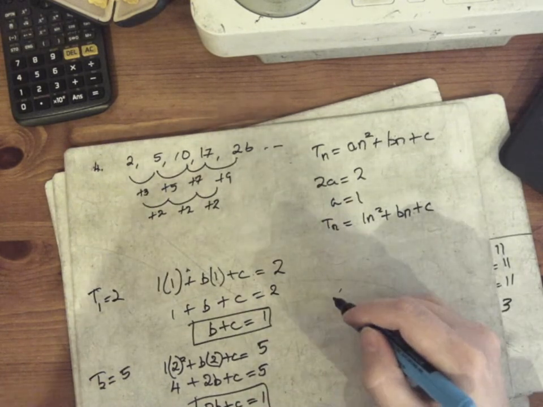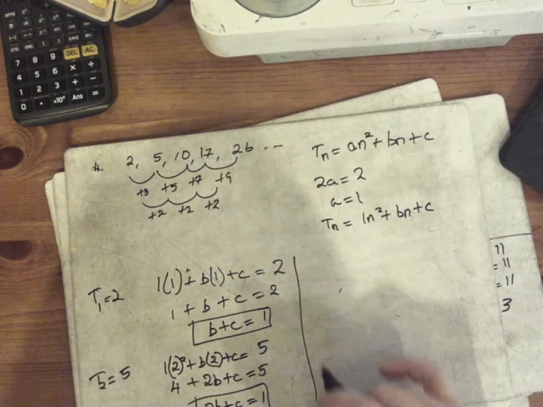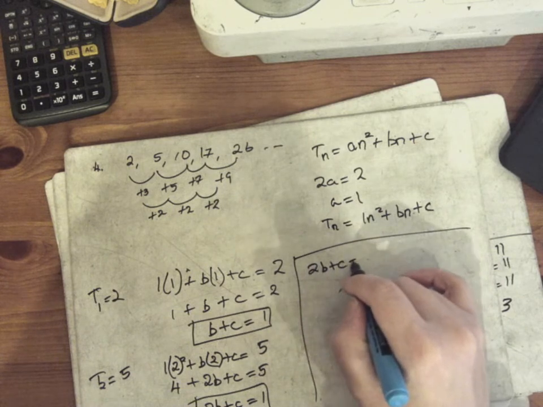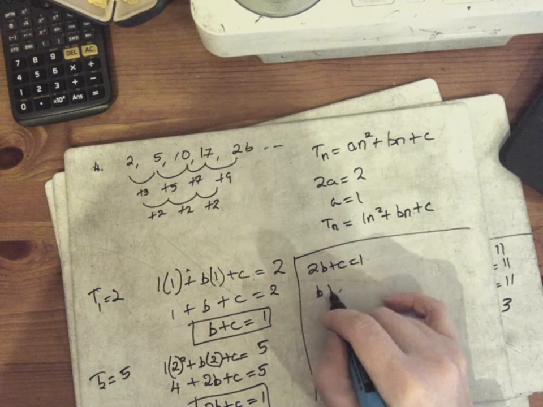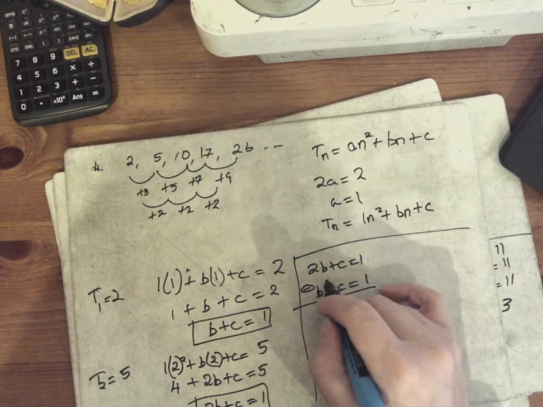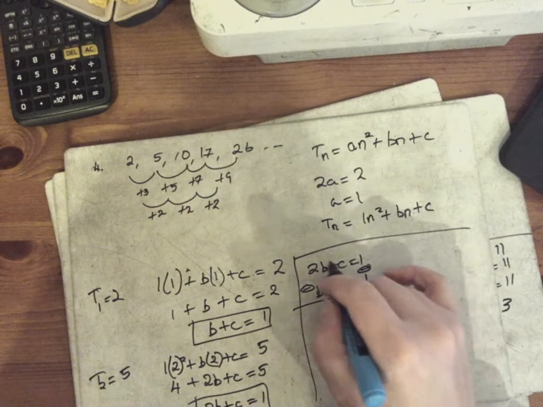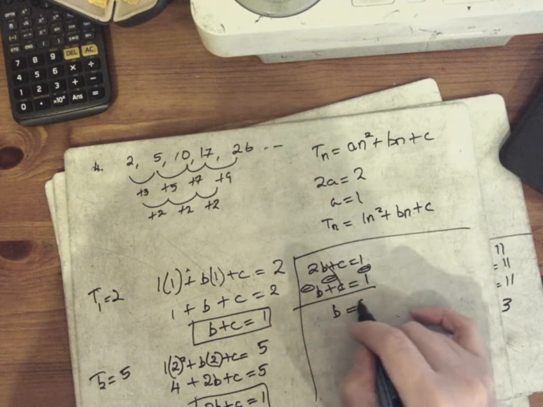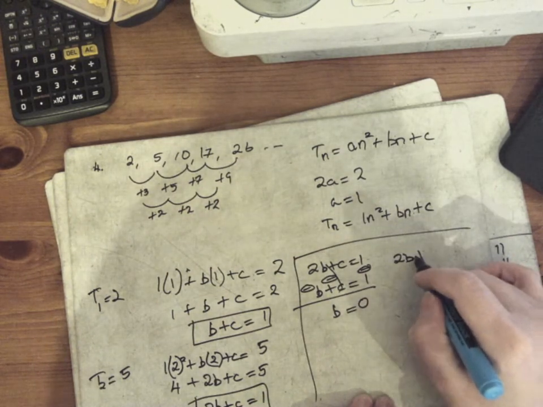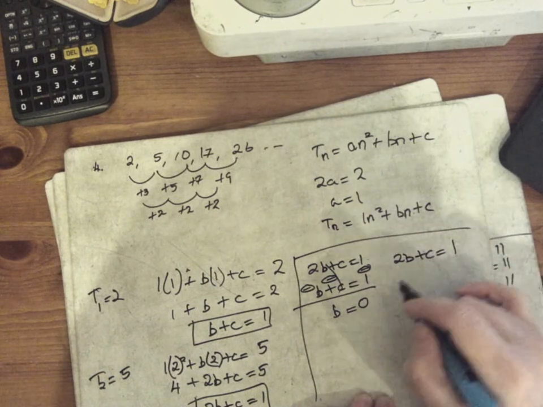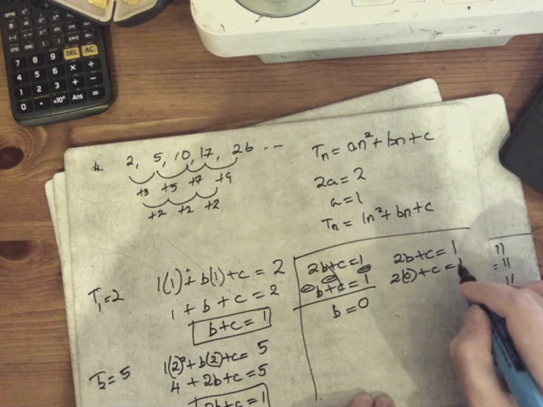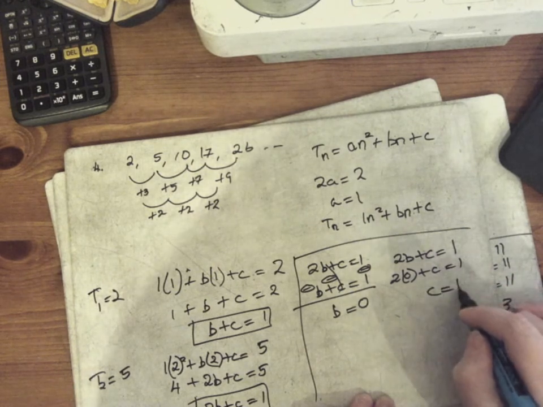So then you write both equations: 2b plus c equals 1, and I have b plus c equals 1. So I make the c's cancel by changing the signs, so minus, minus, minus, and you end up with b is equal to 0. Then you find out what c is. 2b plus c equals 1, and we've just worked out b is 0, so 2 times 0 plus c equals 1. 2 times 0 is 0, so you just end up with c is equal to 1.